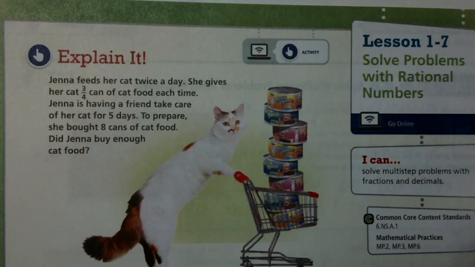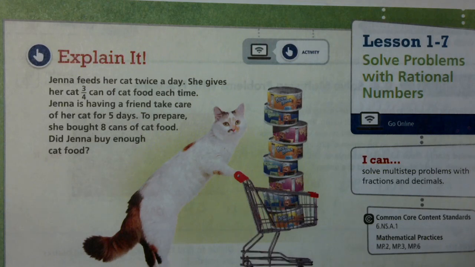All right, we're going to go to page 51 and we're going to look at this, explain it. It says, Jenna feeds her cat twice a day. She gives her cat 3/4 can of cat food each time. So not quite a full can of feed. She only gives it 3/4 of 1 can. Jenna is having a friend take care of her cat for 5 days. To prepare, she bought 8 cans of cat food. Did she buy enough cat food?